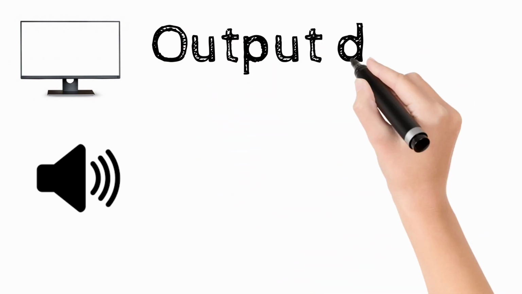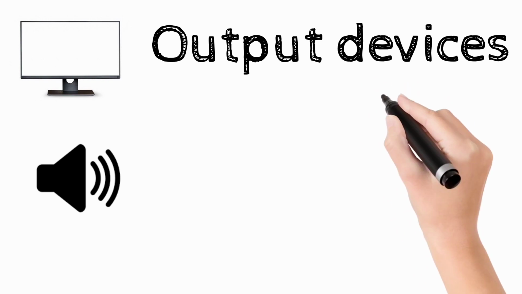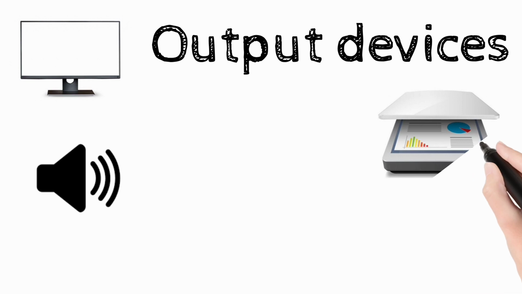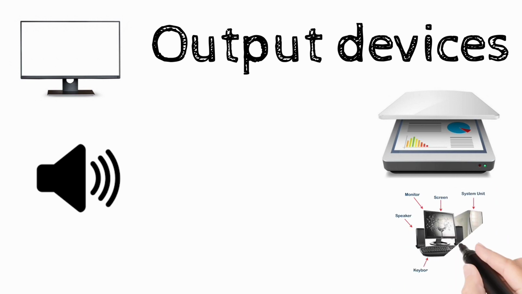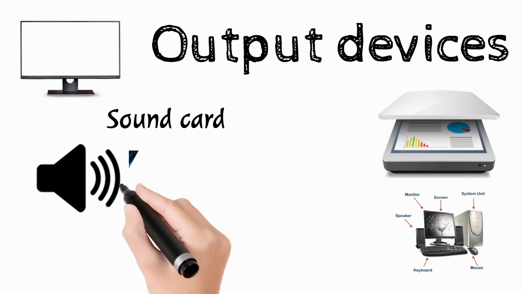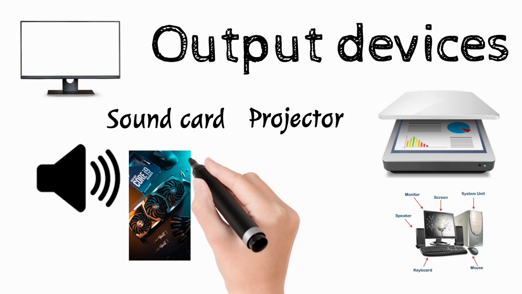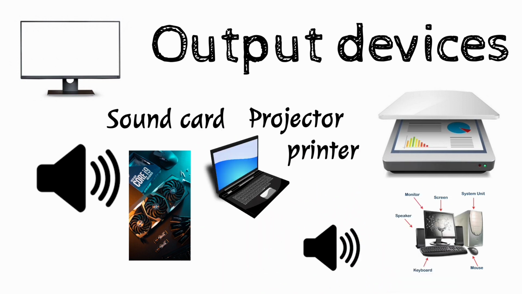An output device is any peripheral that receives and displays output from a computer. To the right is a picture of an inkjet printer, a good example of an output device. Below is a listing of all the different types of computer output devices found on a computer: sound card, video card, projector, monitor, speakers, printer.